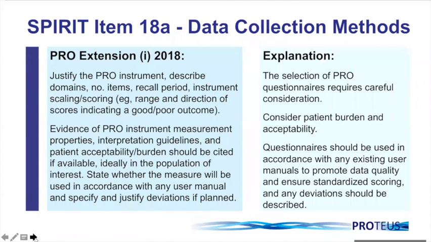The first SPIRIT item 18A extension is focused on justifying the PRO instrument, describing the domains, the number of items, the recall period, instrument scaling and scoring, and indicating the range and direction of the scores. You should also provide evidence of the PRO instrument measurement properties, interpretation guidelines, and patient acceptability and burden, ideally in the population of interest, and state whether the measure will be used in accordance with any user manuals and justify any deviations.